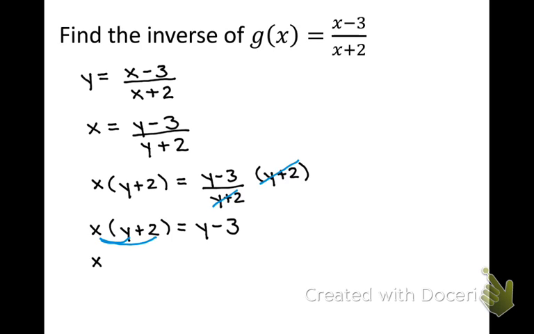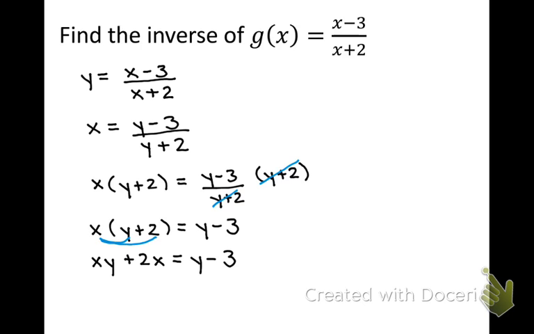We're going to have xy + 2x = y - 3. Now, we've got to keep our eye on the prize. Remember, we are trying to solve for y. That means I need to get all my y's onto one side of the equation and everything else to the other side. Let's move all my y's to the left-hand side.